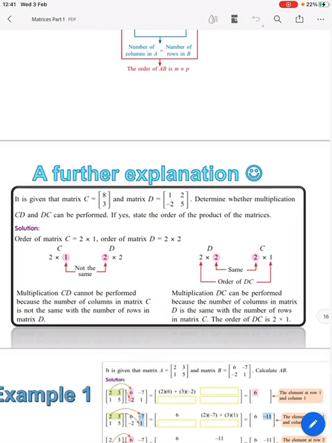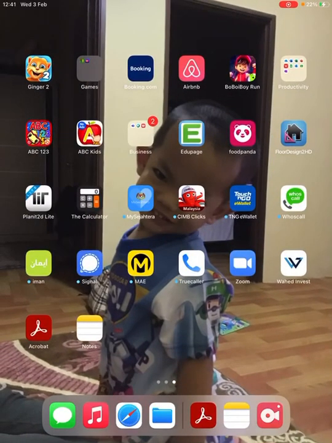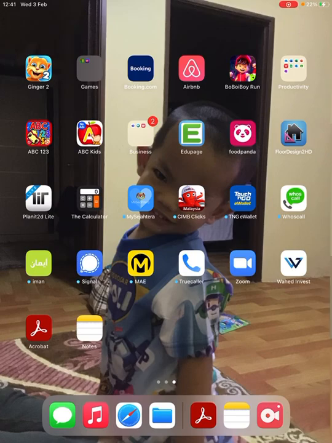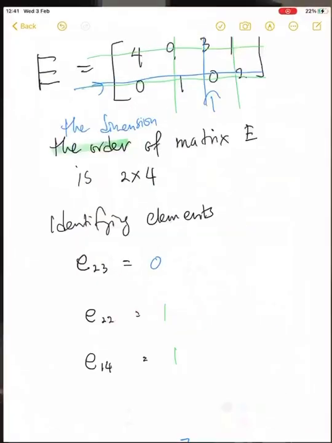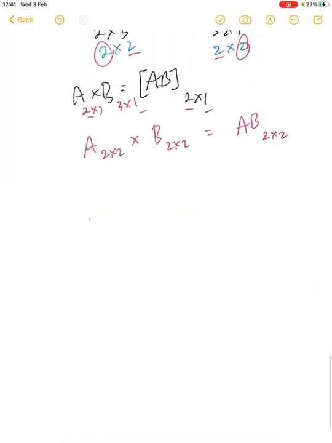Why? Because the number of columns in matrix D is the same as the number of rows in matrix C, so we can multiply DC. Okay, it's important in multiplying matrices. So the order is important. I mean, which matrix comes first? Okay, so AB is not necessarily in general equal to BA.